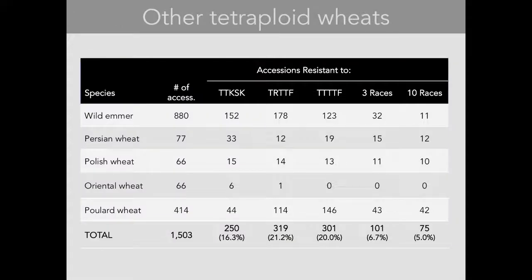So this table is a summary of the evaluation that we performed on the other cultivated and wild tetraploids. And you can see that in this case, after screening 10 races at the seedling stage, again, it's only about 5% of them that were resistant across all the races. So wild emmer, not surprisingly, is the subspecies that showed the highest level of diversity for stem rust resistance, and they are definitely the best candidate to incorporate stem rust resistance genes that have not been used in agriculture. Also, polish wheat shows a high frequency of stem rust resistance, and it's another cultivated form that can contribute good stem rust resistance genes.